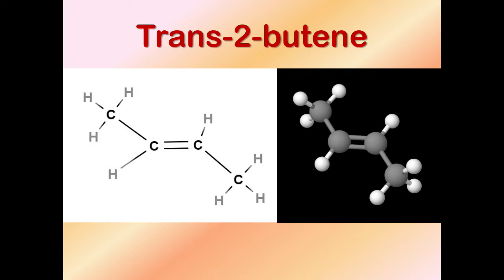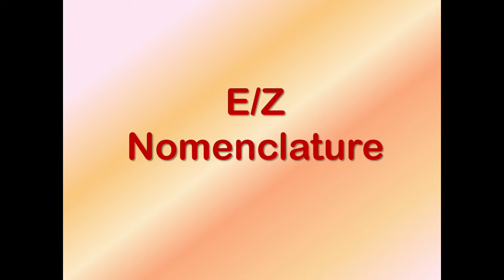So this cis-trans nomenclature is okay up to 2 substituents, but it becomes really difficult to understand cis and trans nomenclature in trisubstituted and tetrasubstituted alkenes.